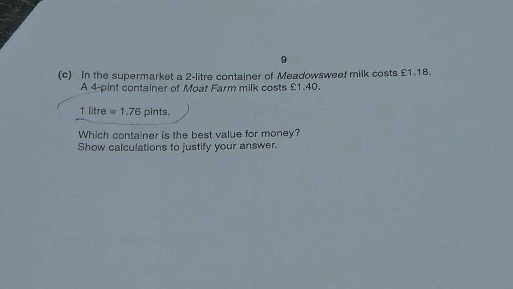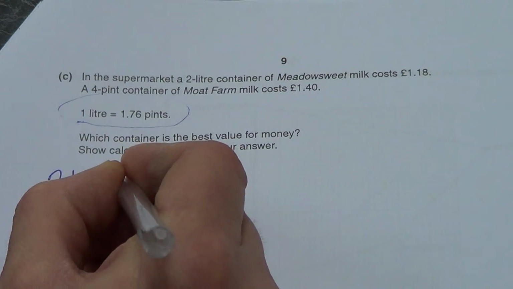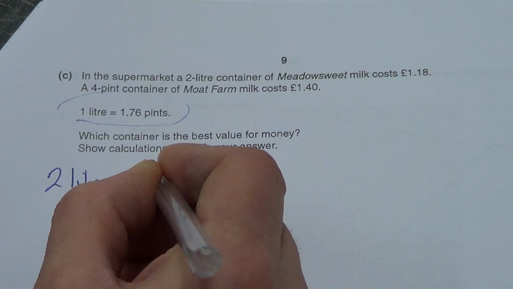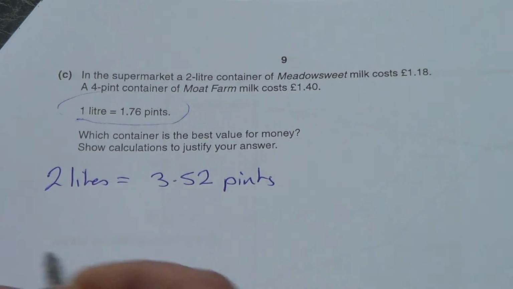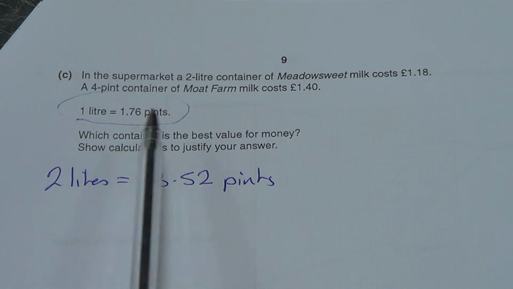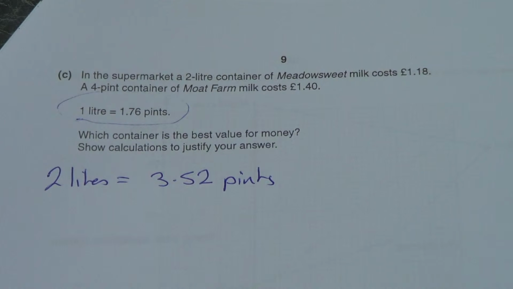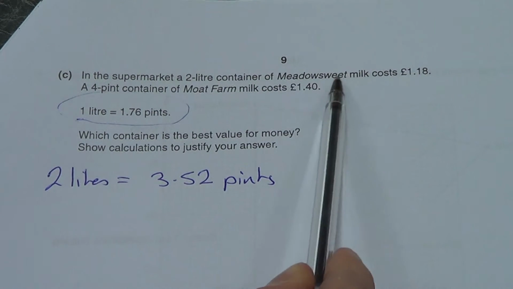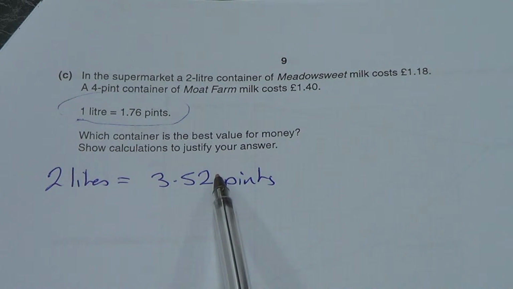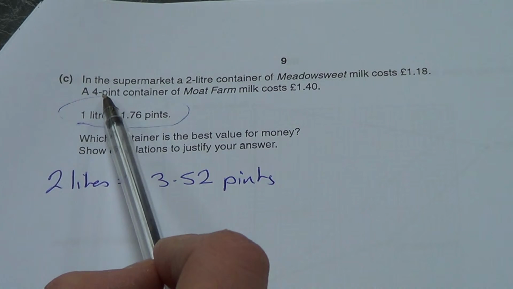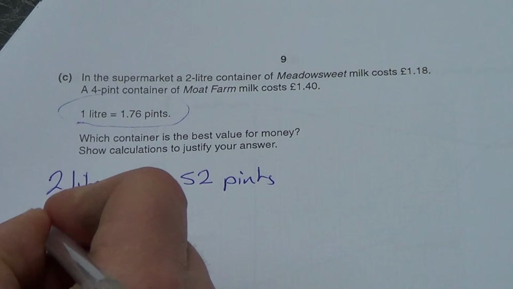The majority of people started off and did the right thing here and said, okay, well, we can work out that 2 litres is actually 3.52 pints. I think the vast majority of people did that as a first step, just doubling that number there to make it 2 litres, 3.52 pints. And that helps us out because now we know how much that 2 litre container is in pints, and we can compare it much more accurately to the Moat Farm, which is also in pints. So let's first of all start thinking about Meadow Sweet.